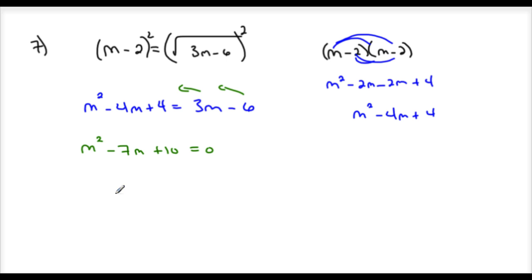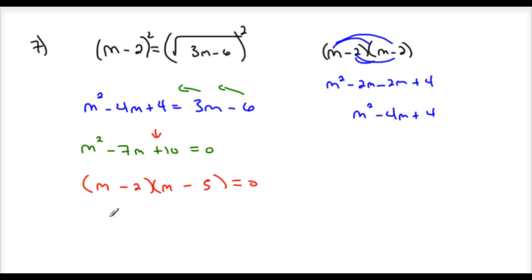Now you just want to factor this. Find factors of 10 that give me -7. Remember, this is a positive 10, so both my signs are going to be the same. In this case, they'll both be negative, so this will be 5 and 2. So (m - 5)(m - 2) equals 0.